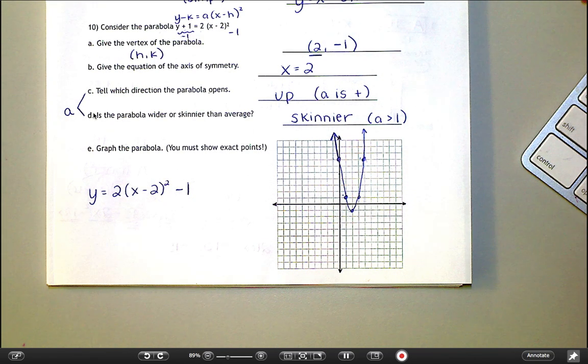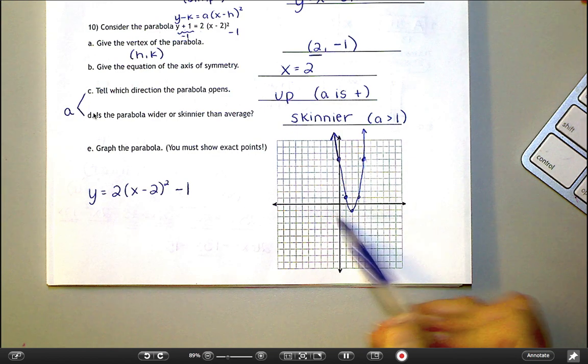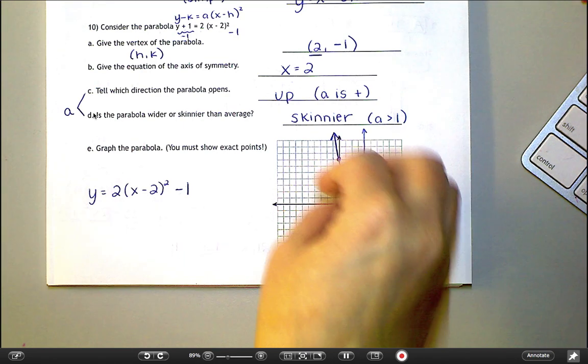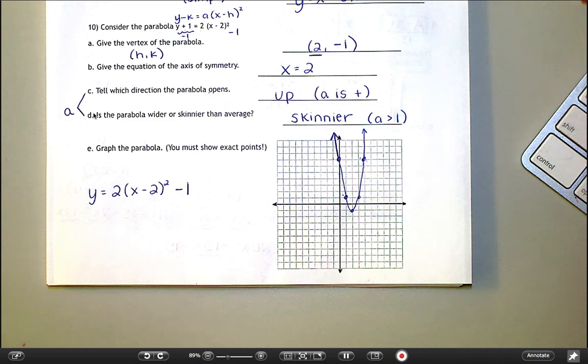I don't have a set number in mind. You do want to make sure that you get the vertex if possible and then a couple of points on either side. So I would say shoot for at least 3 exact points, but I don't have a number in mind. I do just want to see that your parabola is specifically located in the right spot.